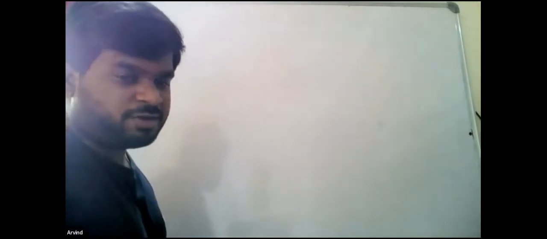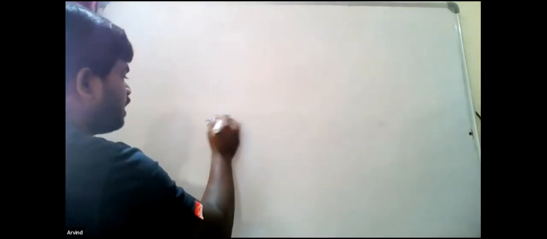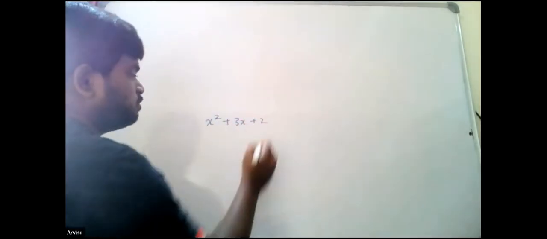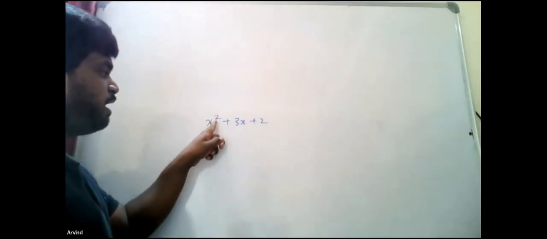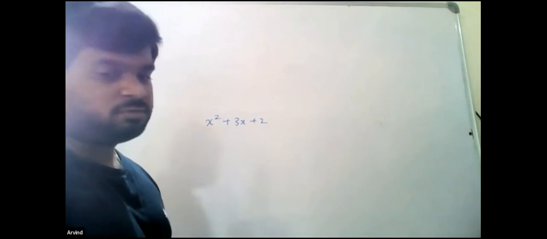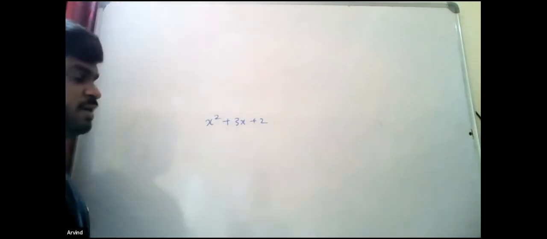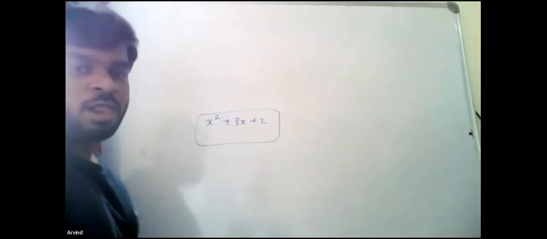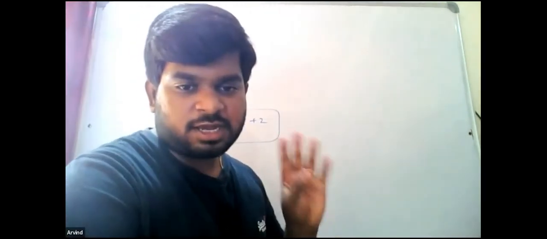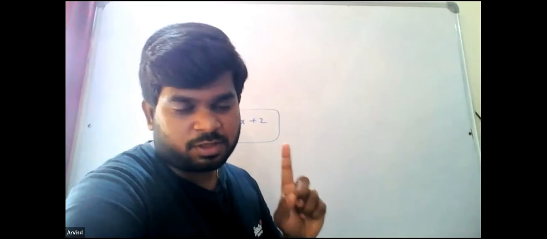Now there are certain functions which you can directly say are continuous everywhere. Polynomial functions are always continuous functions. For example, x square plus 3x plus 2 is a polynomial of degree 2. In a polynomial, the variable's power should always be a positive integer. So this is a polynomial function. Polynomial functions are always continuous. First point you have to remember this.